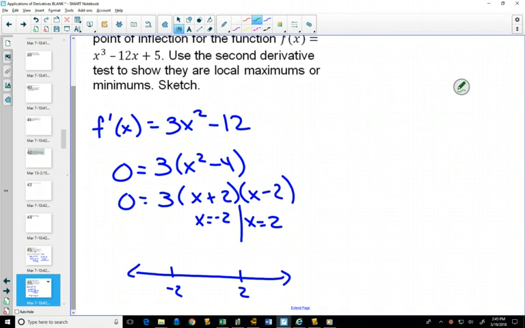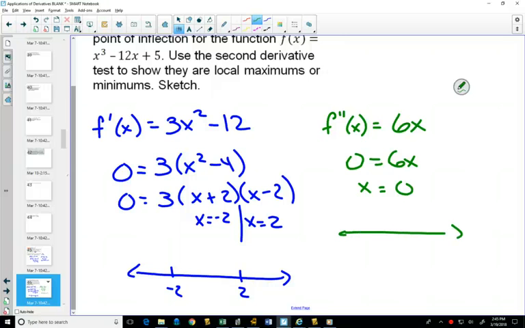Now our second derivative in this case is just 6x. It's going to equal 0 when x is 0. And if I plug something less than 0 into my second derivative, it's negative. Greater than 0 into my second derivative, it's positive.